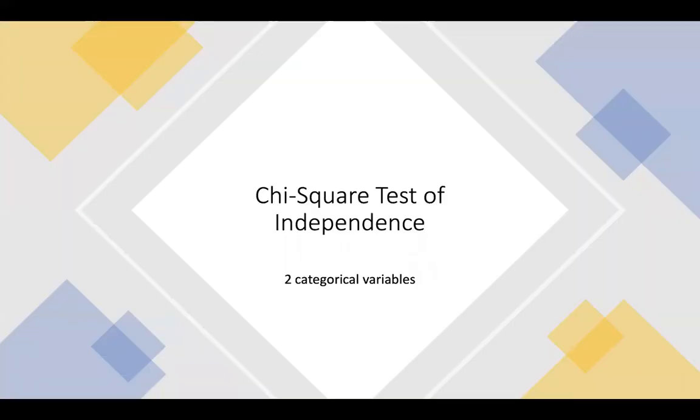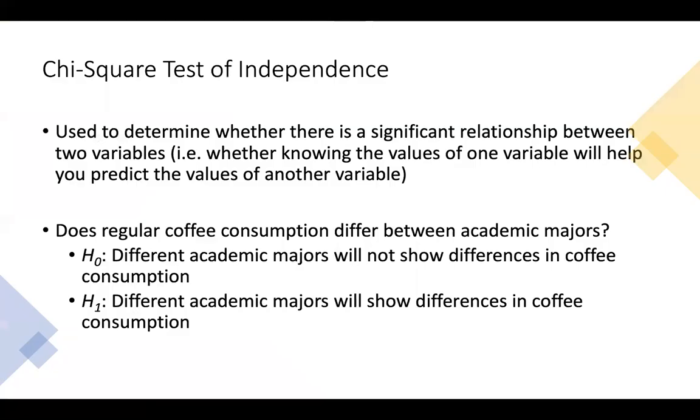The last chi-square test, the second one, is the chi-square test of independence. This is if you want to compare two categorical variables to each other, as opposed to comparing one categorical example to the expected, which was the goodness of fit. The chi-square test of independence is used to determine whether there's a significant relationship between two variables, so whether knowing the values of one variable will help you predict the values of another.